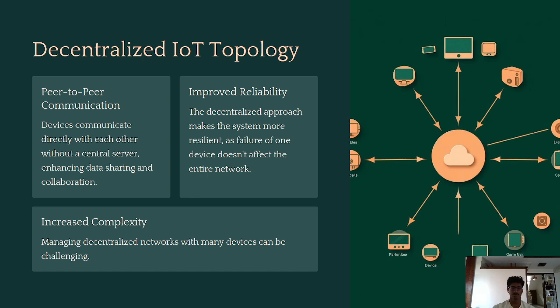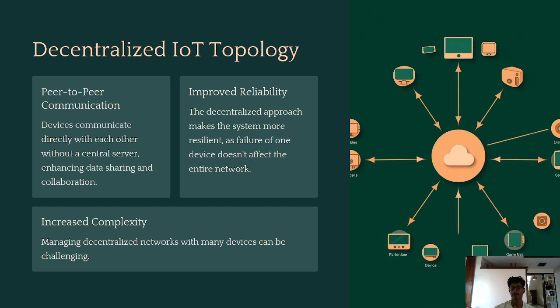Decentralized topology, as you can guess, there is no existence of a central hub, and all the nodes will be connected to each other or to their parent nodes. So here we can see peer-to-peer communication, where devices or the nodes connected to each other can communicate between each other, and devices communicate directly with each other without a central server, enhancing data sharing and collaboration.